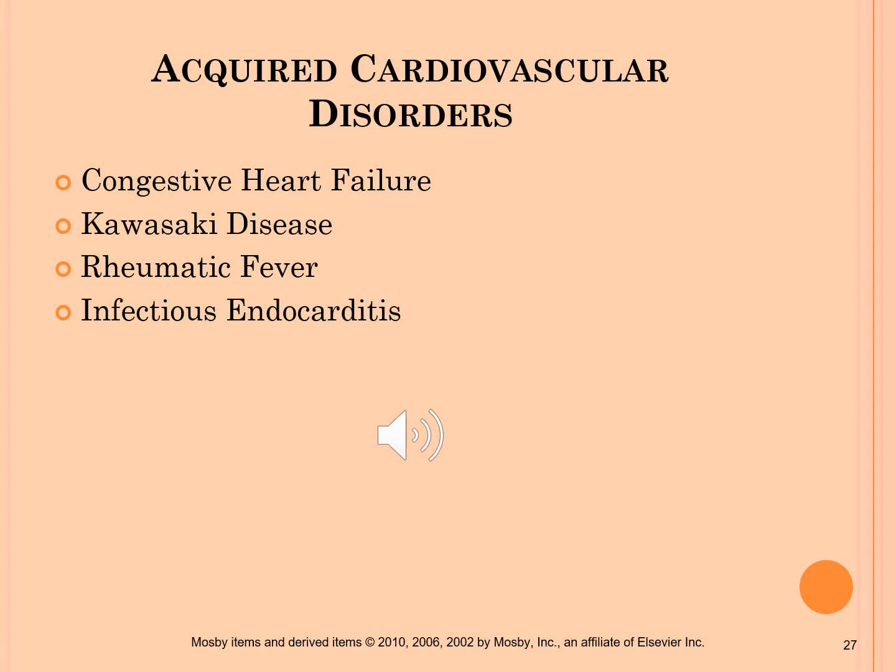All right, so now we've wrapped up all of our congenital heart defects, and now we're going to move into our acquired cardiovascular disorders. There are 4 of them we're going to talk about. One you should be super familiar with, the first one being congestive heart failure. We're also going to talk about Kawasaki's disease, rheumatic fever, and infectious endocarditis, which you should be kind of familiar with as well.